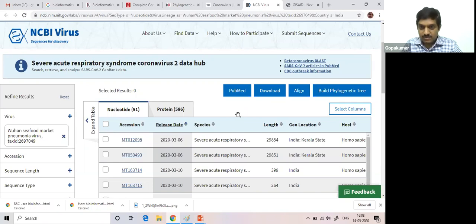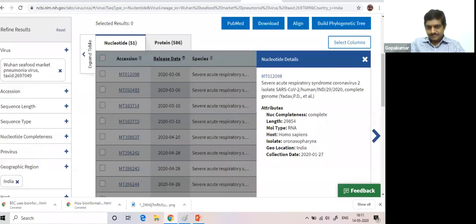You can see the first row. The geolocation is India, Kerala state. So I just gave a search with respect to India. So what will be the result that I will be getting? And you can see on the left side Wuhan seafood market pneumonia virus, such details. Okay, and on the next page.